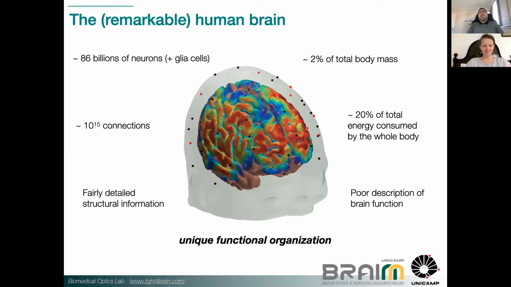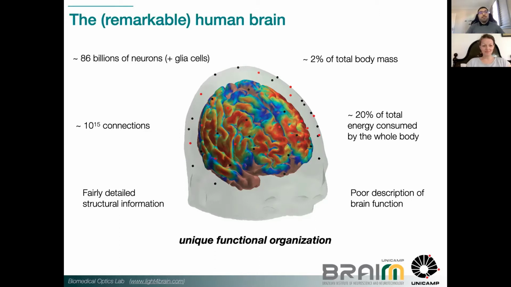So basically, the human brain is remarkable, right? So we know a lot about the brain structures. We know which cells we have in the brain. We know how they are connected. So we have fairly detailed information about the structure.